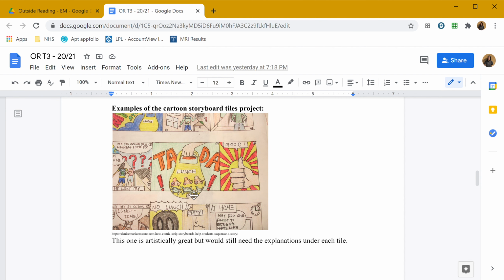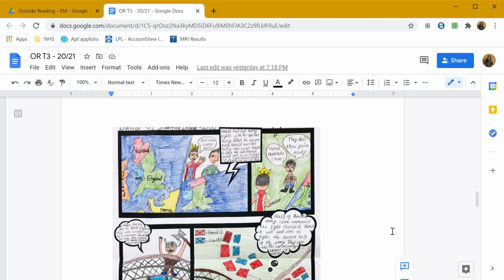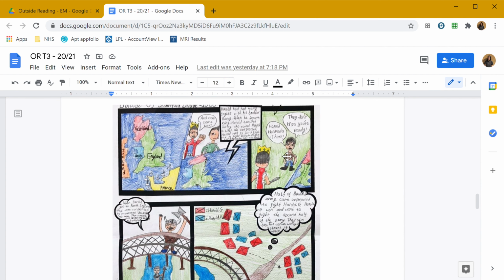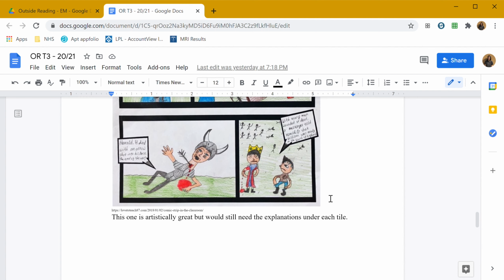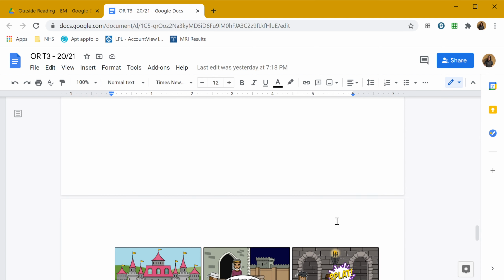So this first one, I think this is really beautiful and it's well done. This is someone who definitely enjoyed the artistic aspect of this, but they would just need the explanations under each tile. And then the same thing with this one. Again, it's really well done. They included a lot of different words, they broke it up differently, it's really colorful, it's awesome. And the same thing, you would just need explanations under each tile.